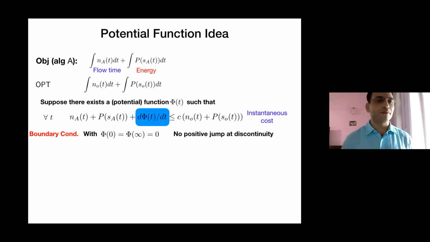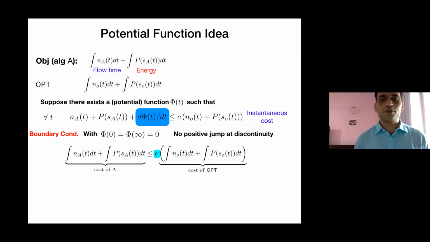If it has a negative jump, that's okay. Or if it has no jump, it's even better. So suppose those two conditions are also satisfied, then just integrating the instantaneous cost essentially gives us what we want. So now the left-hand side is essentially the cost of the algorithm. The right-hand side is the cost of the OPT, and this constant plays out as it is.